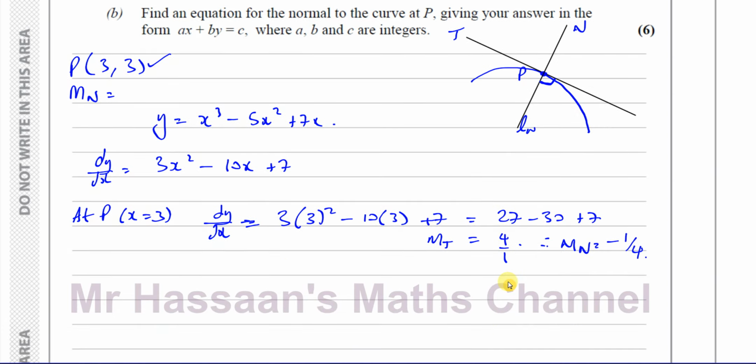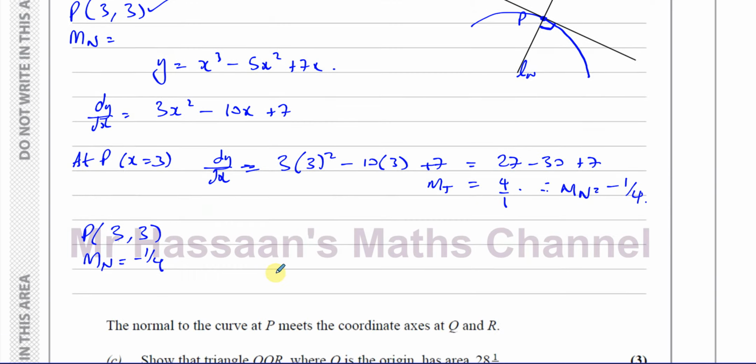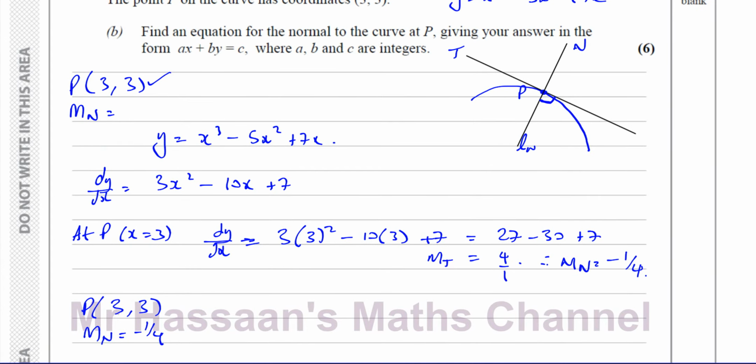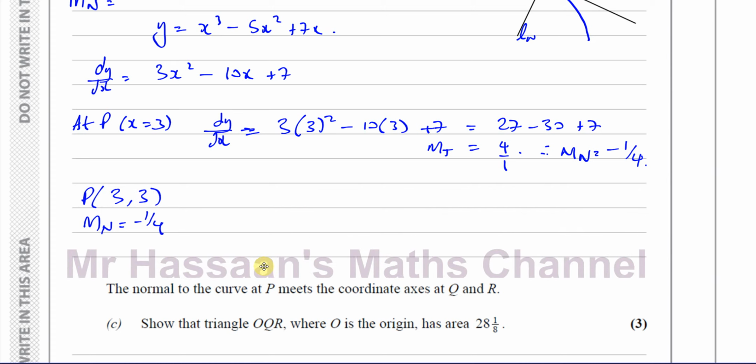Now I know the point on the curve, which is (3, 3), and I know the gradient of the line, minus a quarter. I can now use my formula. I've got no space there, so let me do it over here quickly. I know y minus y1 equals m times x minus x1, and we want everything to be integer. So we've got y minus 3 equals negative a quarter times x minus 3.